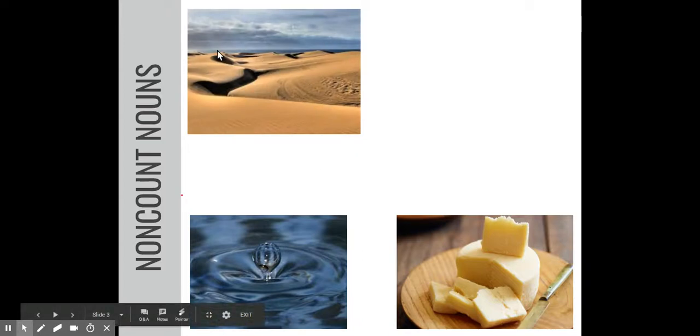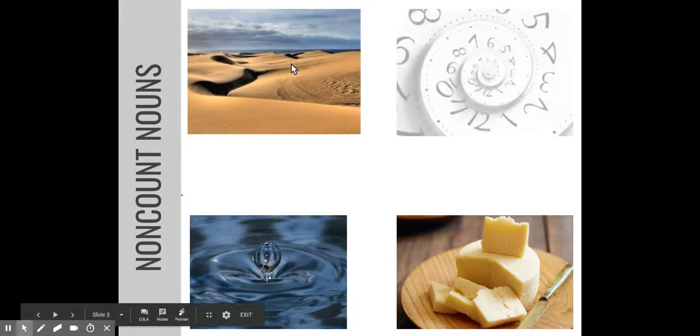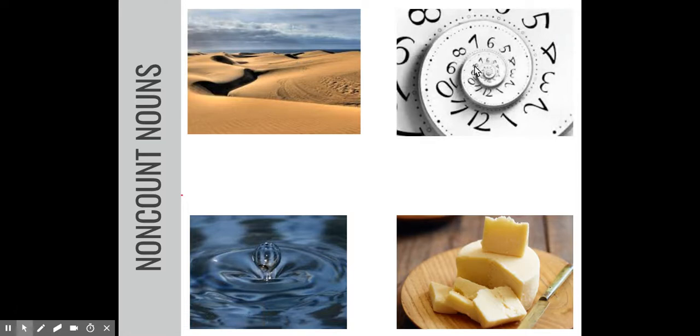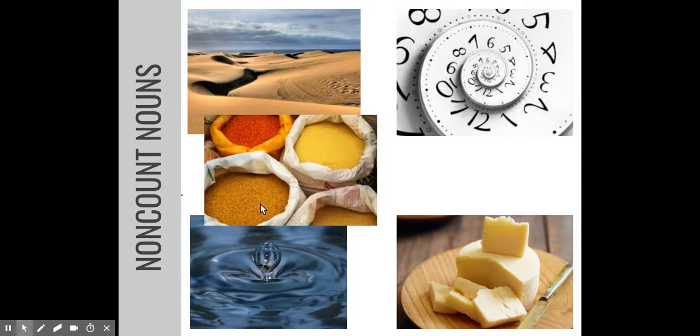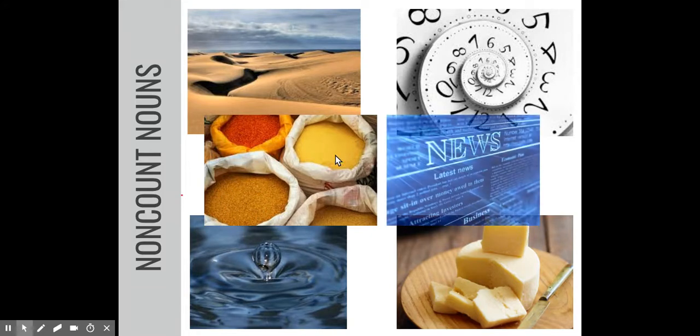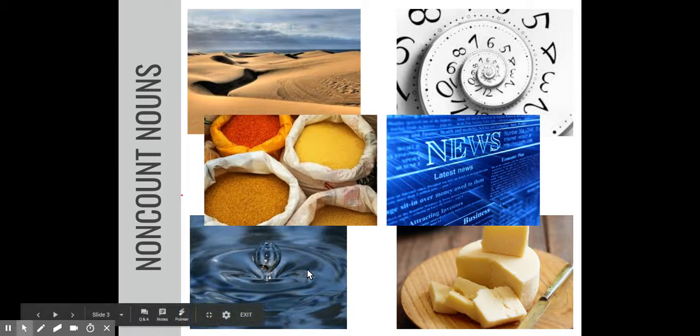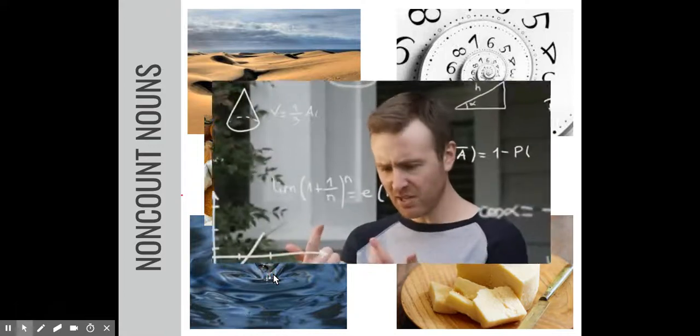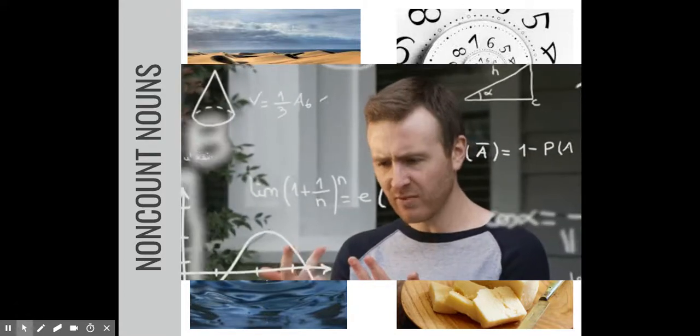or this desert full of sand, or concepts like time, spice, salt, sugar, flour, and things like the news, right? So these are all difficult or impossible to count. I can't go 1, 2, 3, 4 water, right? It's like, what the heck? So how do we do this?